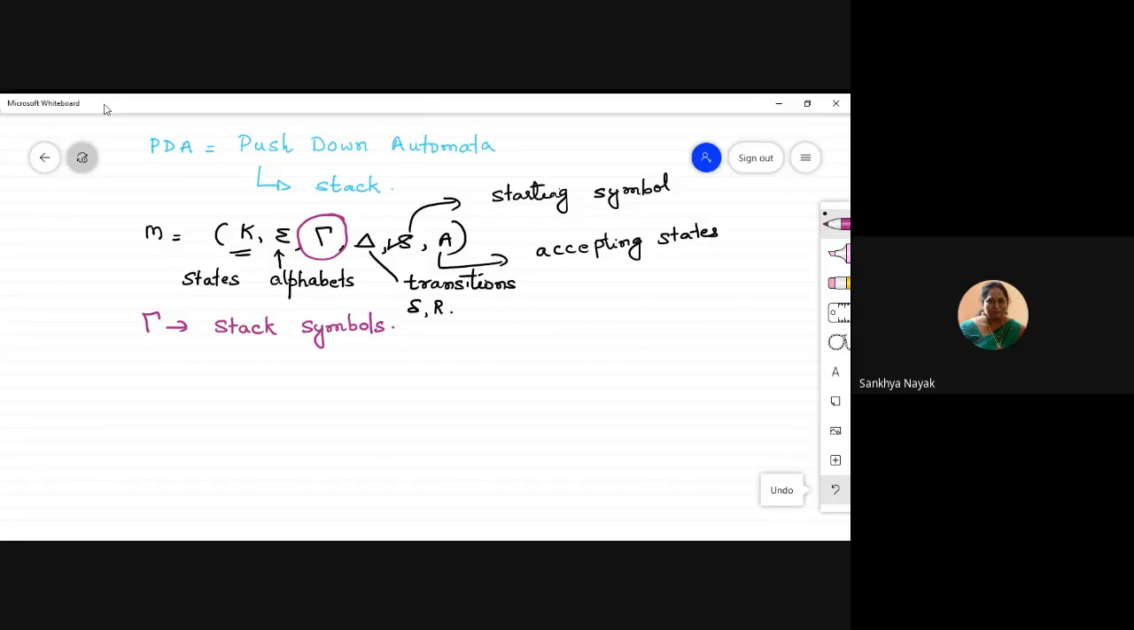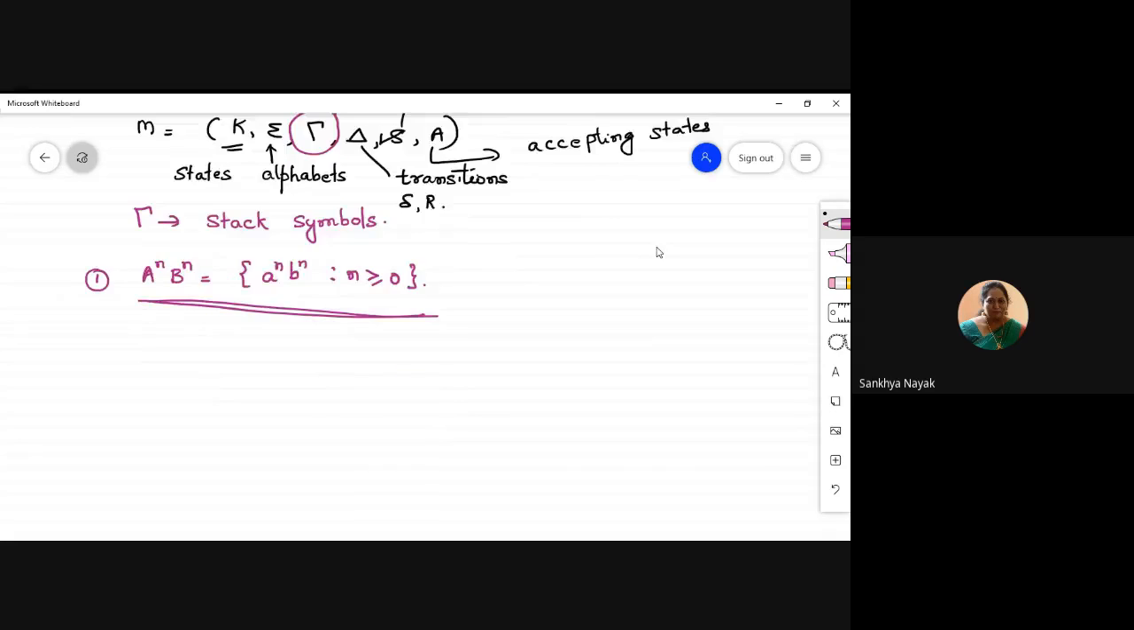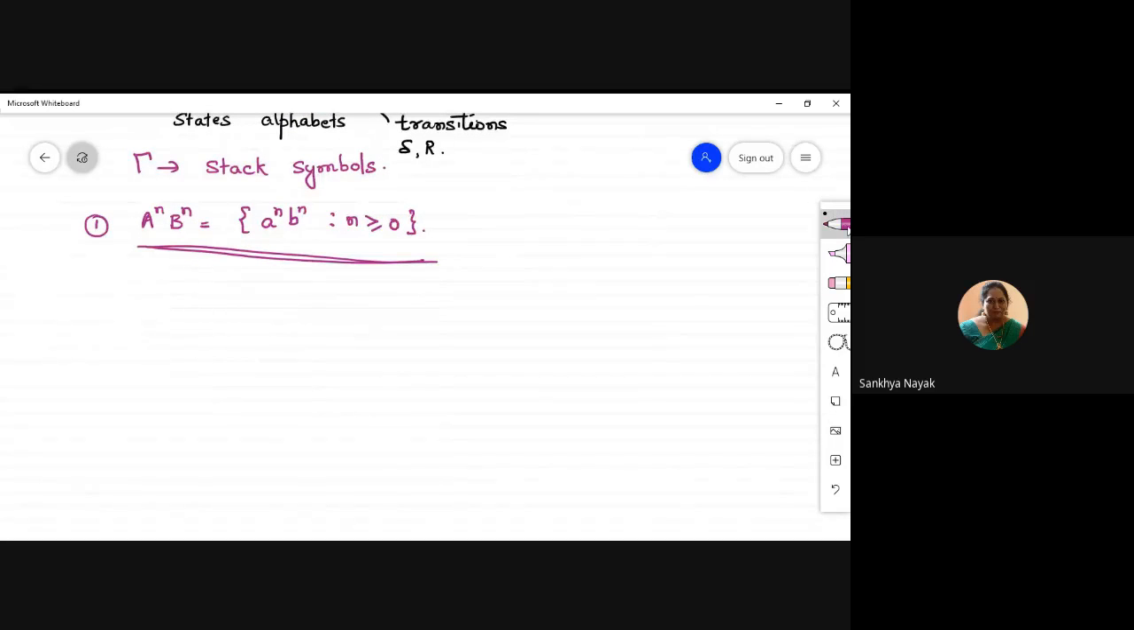Okay. So the first problem that we started with in the last class was: design a PDA for a power n, b power n, which has strings small a power n, b power n, where n is greater than or equal to 0. So we had to design a PDA for this. We did design it, but I'll again repeat it so that we can move ahead slowly. If you understand this properly, other things are easier for you to understand.